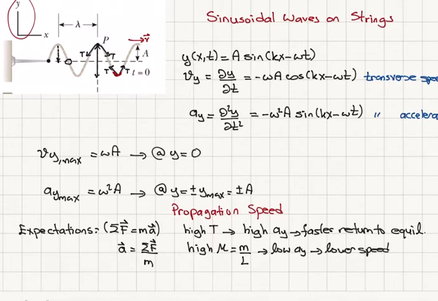So this gives me the following conclusion: the propagation speed of the wave depends on how fast the string elements can return to their equilibrium positions, and it should be proportional to the ratio T over mu, tension divided by mass per unit length, to some power n, which will be determined by using dimensional analysis.